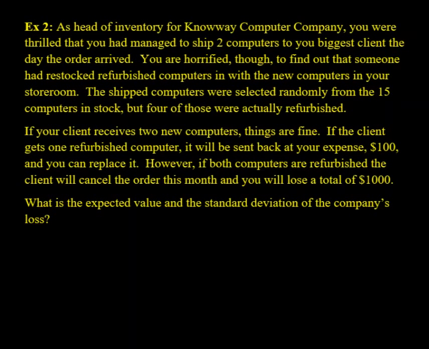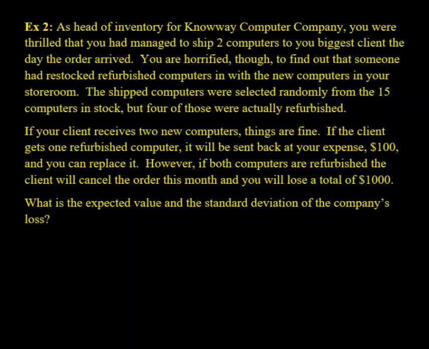Example 2. As head of inventory for No Way Computer Company, you were thrilled that you'd managed to ship 2 computers to your biggest client the day the order arrived. You're horrified, though, to find out that someone had restocked refurbished computers in with the new computers in your storeroom. The shipped computers were selected randomly from the 15 computers in stock, but 4 of those were actually refurbished.